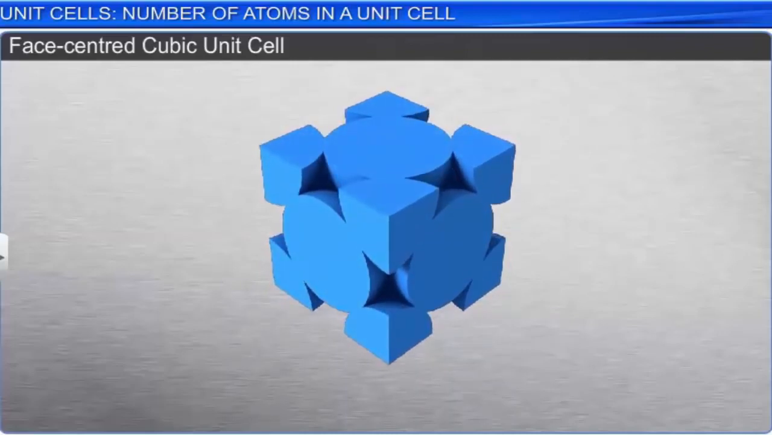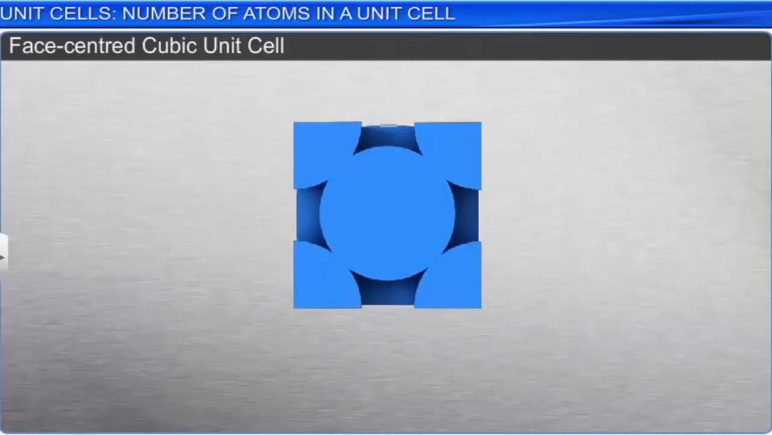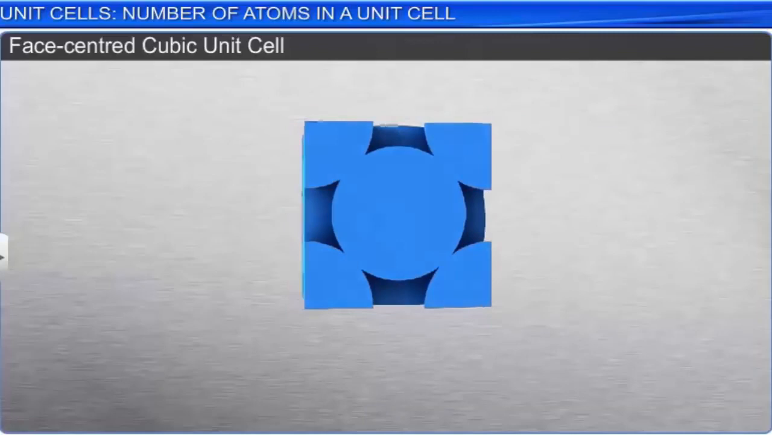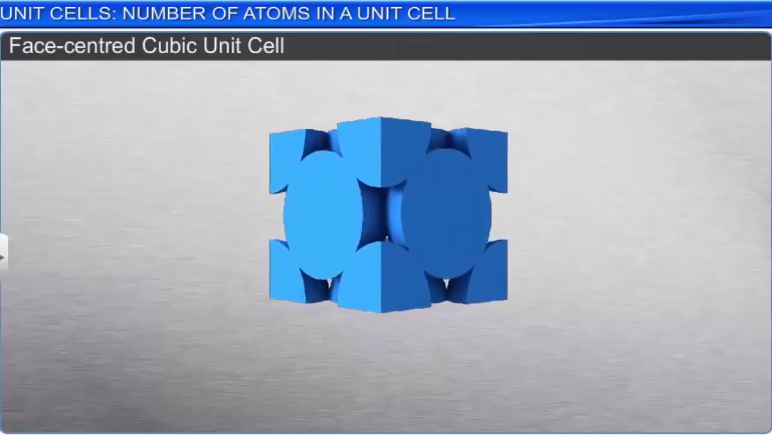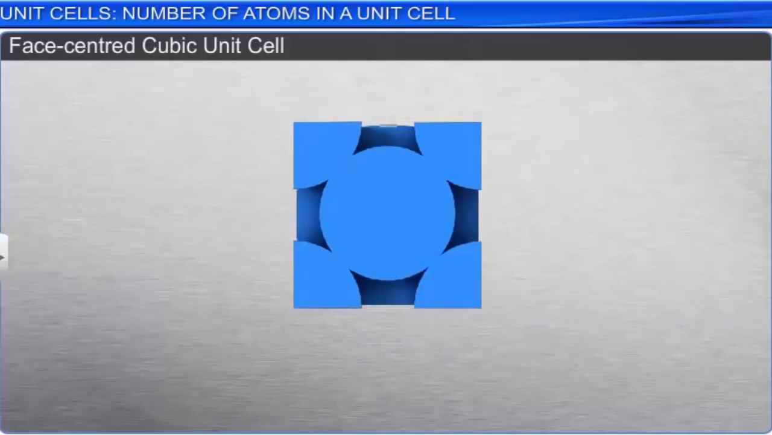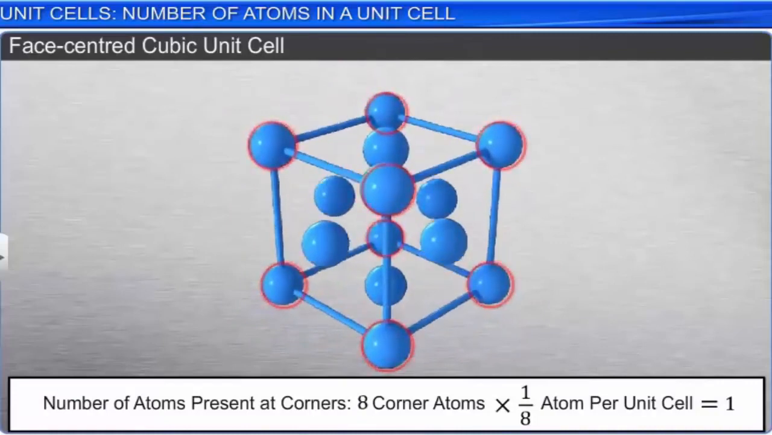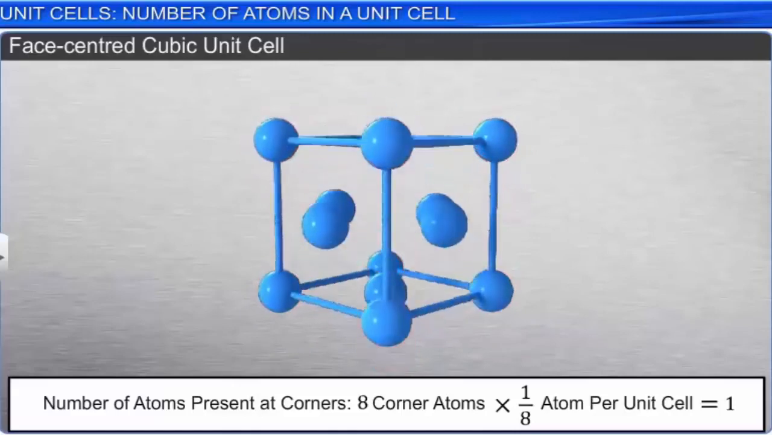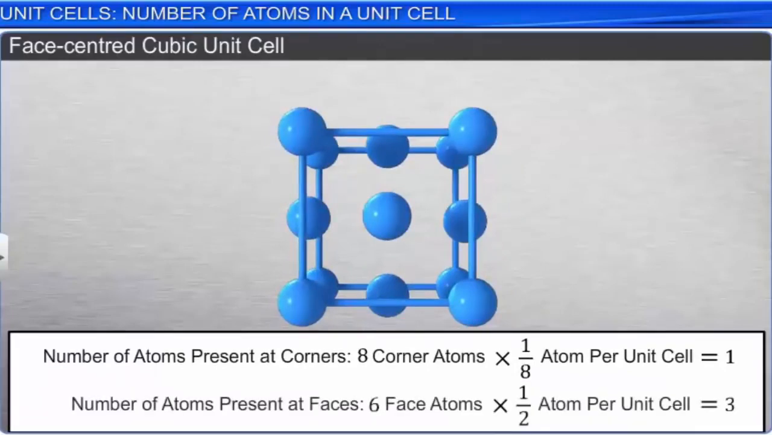It is clear that the atoms at the corners contribute 1/8 of their original volume each. In addition, there are 6 atoms at the 6 faces, which contribute half of their original volume each. The number of atoms at the corners per unit cell is equal to 8 corner atoms into 1/8 of an atom per unit cell, which is equal to 1. The number of atoms present at the faces per unit cell is equal to 6 atoms at the faces into half an atom per unit cell, which is equal to 3. Thus, the total number of atoms per face-centered cubic unit cell is 4.